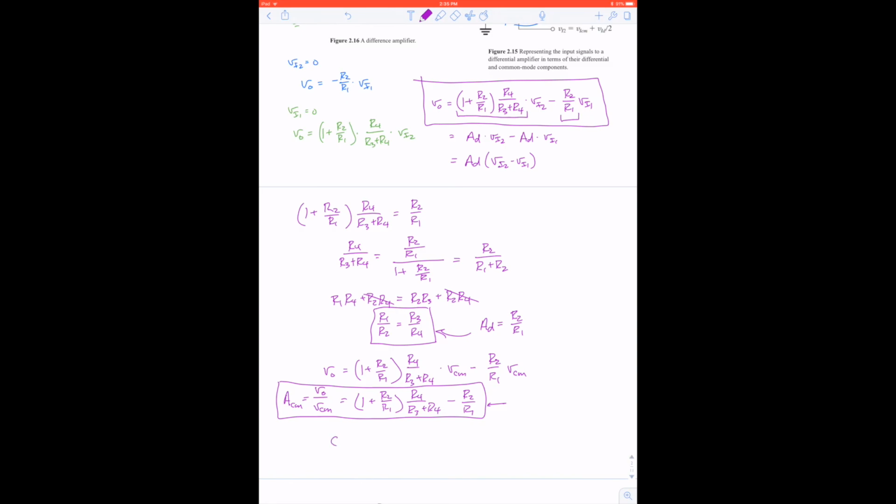And remember, the common mode rejection ratio will just be 20 times the log base 10 of the difference gain divided by the common mode gain. And so the common mode rejection ratio is going to be 20 dB when the difference gain is at least an order of magnitude larger than the common mode gain.